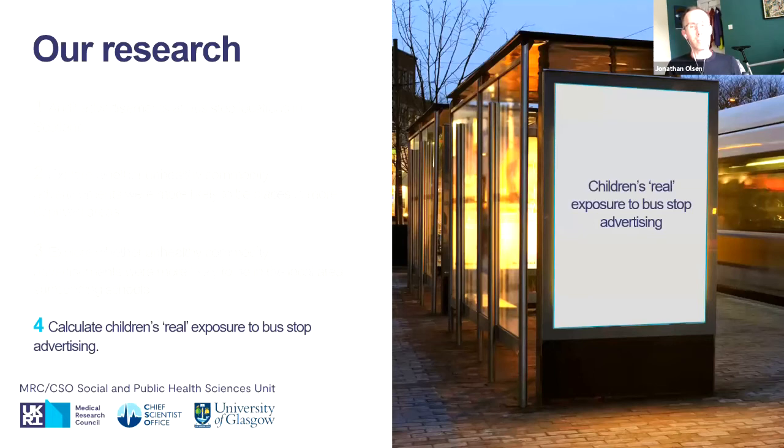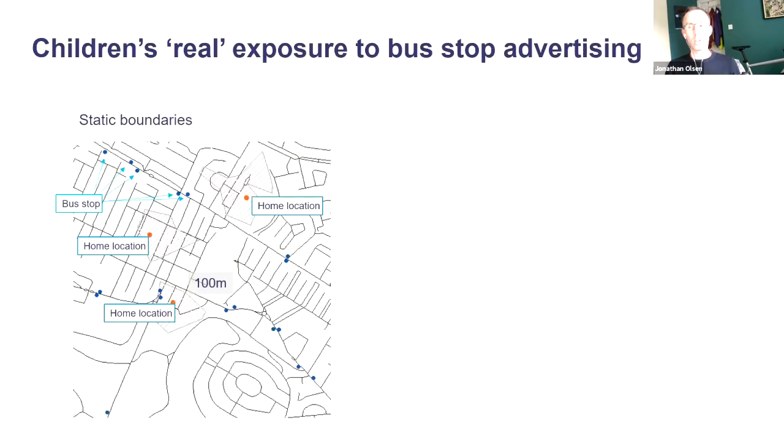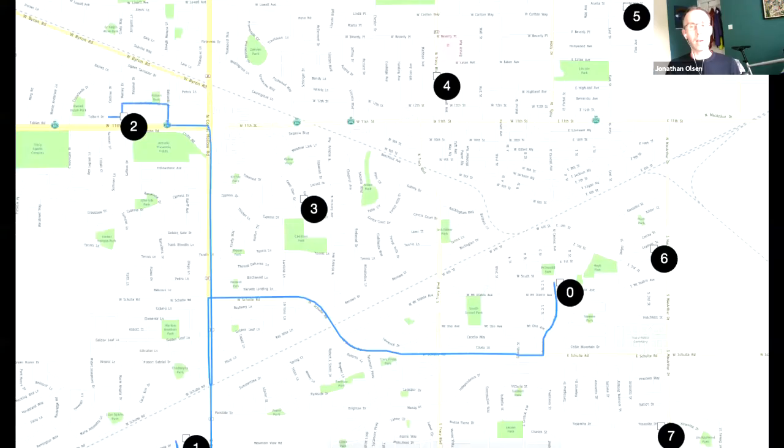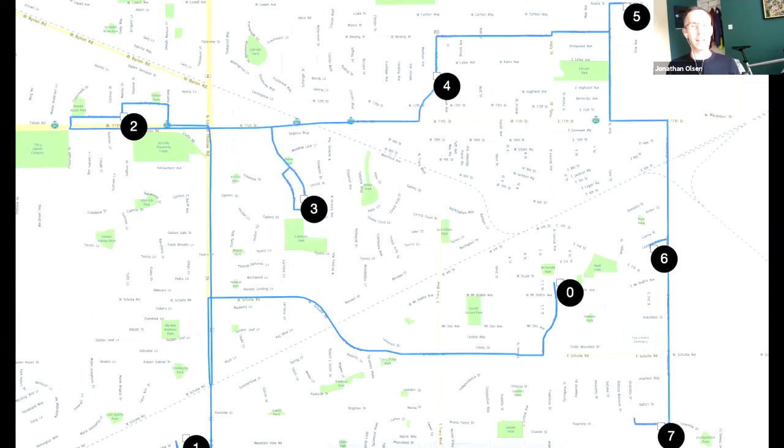So finally, in our research, we wanted to understand children's real exposure to bus stop advertising outwith those small boundaries around schools. So far we've used those static boundaries to understand whether bus stop advertisements were close to schools or in more or less deprived areas. But what this doesn't do is account for the fact that children are highly mobile and they're not restricted to individual polygons around their home. So children might have plenty of places to go to visit, they might go to family, friends, clubs, all over the city, which may not be defined within that 100-meter boundary.